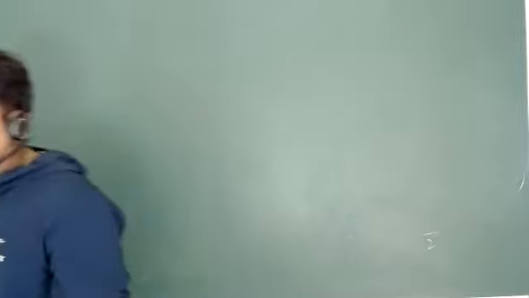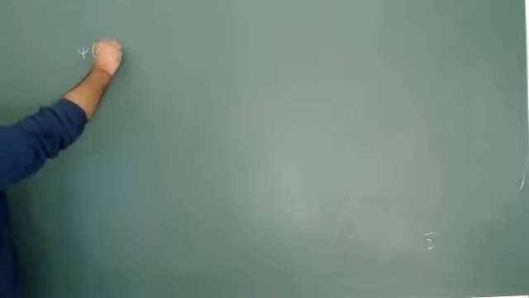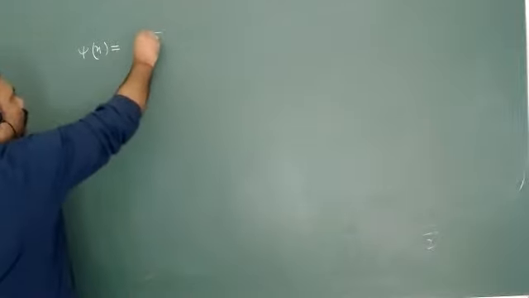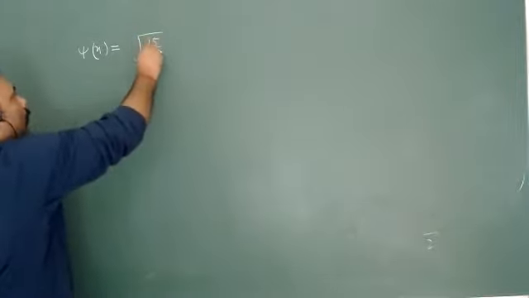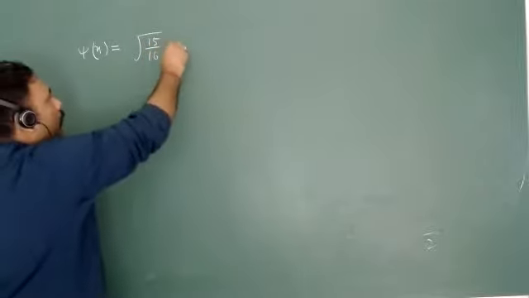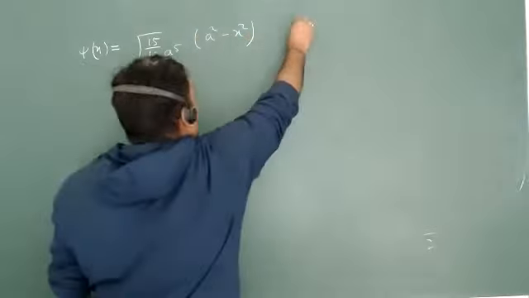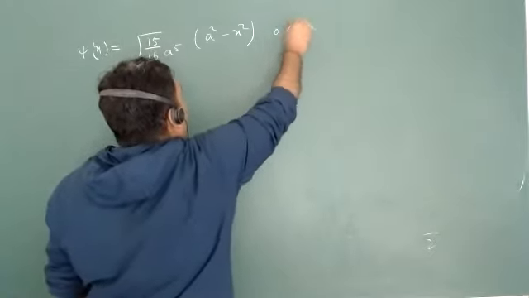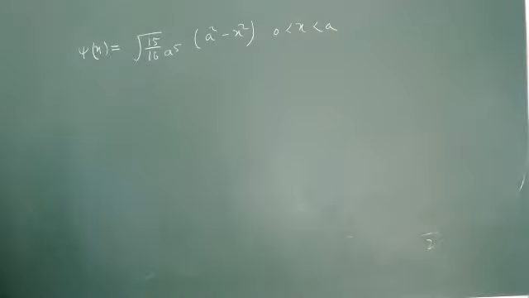This time I am taking a wave function, let's say ψ(x), with a normalized value 15 upon 16, a to the power 5, into (a square minus x square). This is between 0 to a, isn't it? This is between 0 to a, and 0 otherwise.